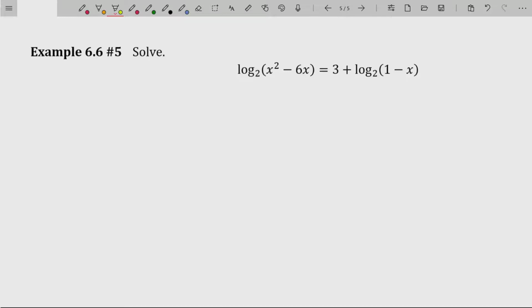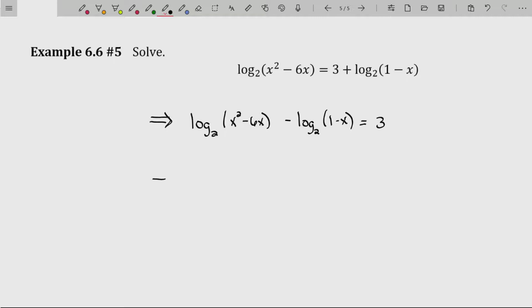So I'm going to move everything with logs to one side. So I have log base 2 of x squared minus 6x, minus log base 2 of 1 minus x. If you're wondering why I would do that, it's because I want to glue together all my logarithmic terms. And we have properties that allow us to do that.